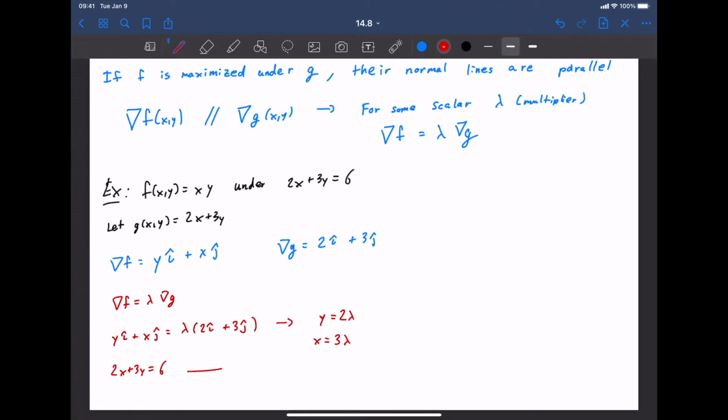Now, x and y are already solved for, so we get 2 times 3 lambda plus 3 times 2 lambda equals 6, or 6 lambda plus 6 lambda equals 6, which says that lambda equals 1/2. If lambda equals 1/2, careful with your lambdas and your x's, then x equals 3/2, y equals 1. And so we found the critical point of 3/2, 1 in a new, unique way. That's the only critical point on this constraint for this surface.